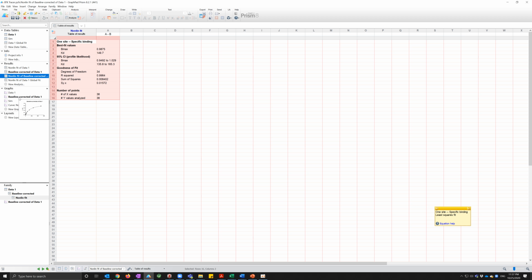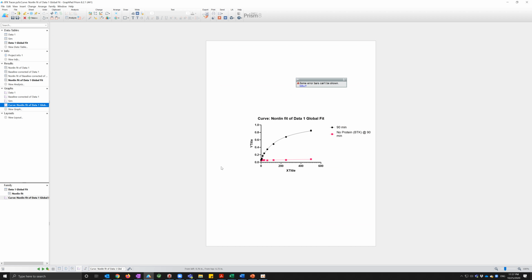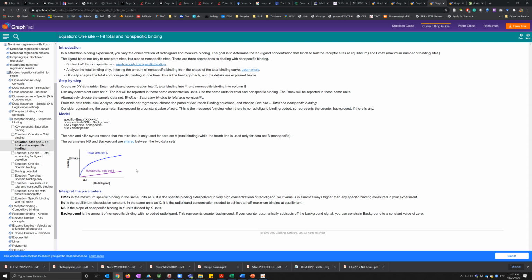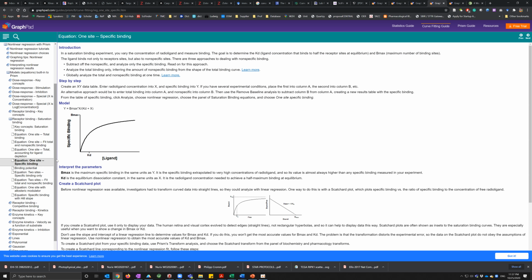So it's highly recommended that we do the global fitting with both the specific binding and non-specific binding. Yes, one specific site. This one is after you subtract all the non-specific binding and only have specific binding left, and you can use this equation to do the specific binding fitting.